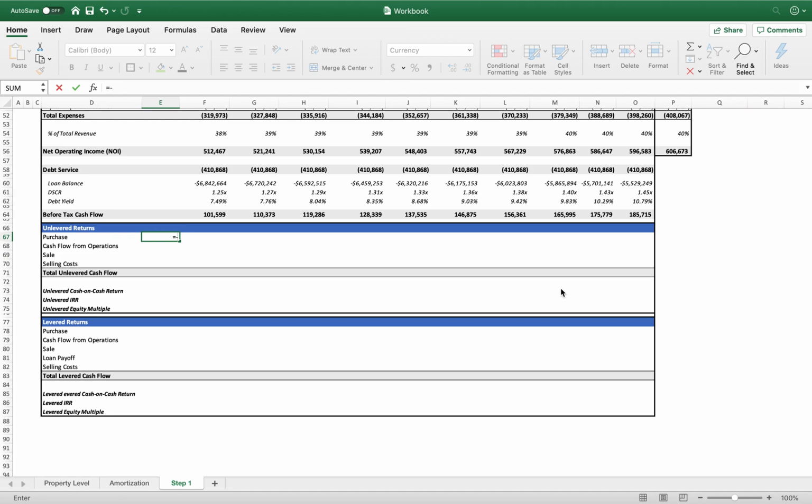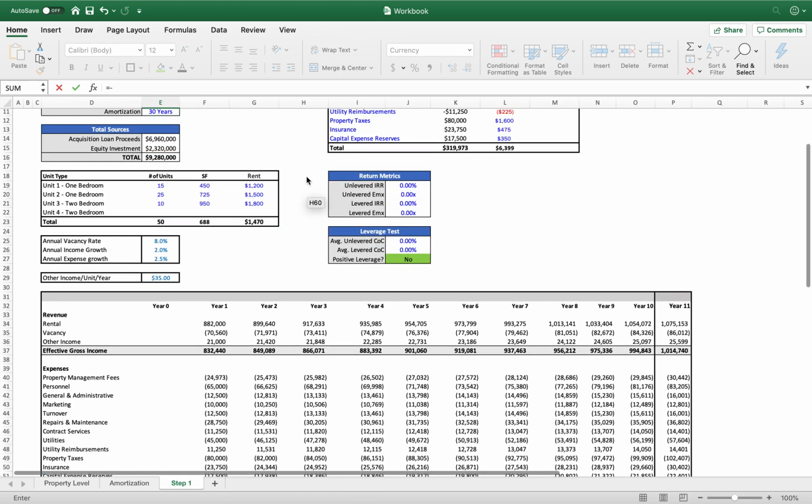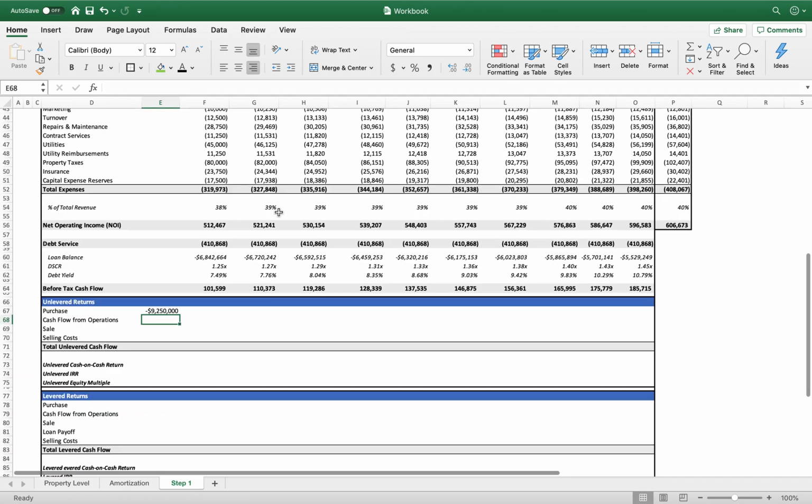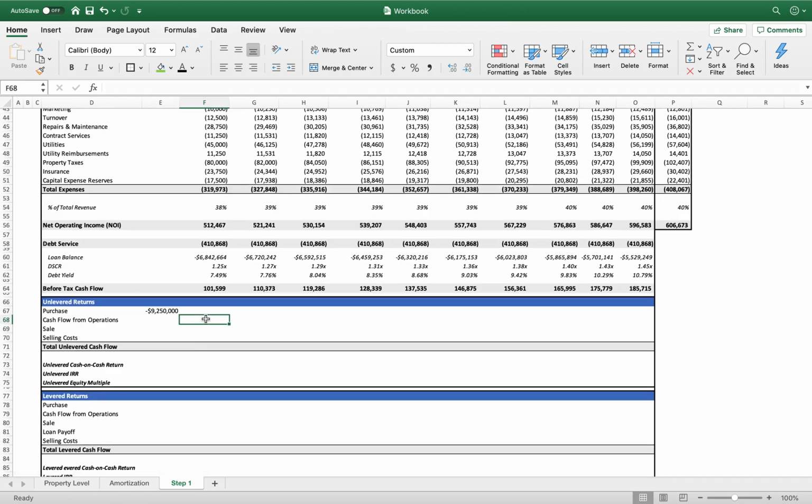So on the unlevered returns, the purchase is going to be the actual purchase price. No debt on the property. So it's an outflow. We want to make that negative. Cash flow from operations, once again, this is before debt, so it's going to be our NOI. Carry that over. We're going to mess up some formatting there with the border.